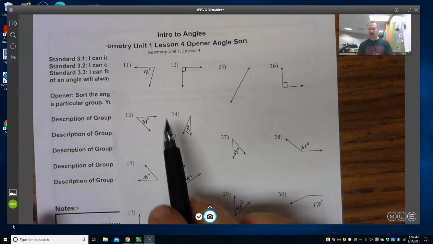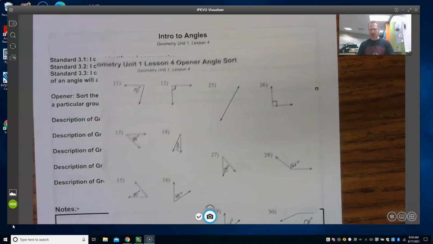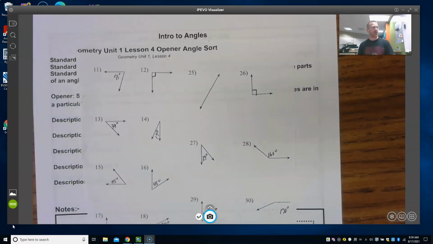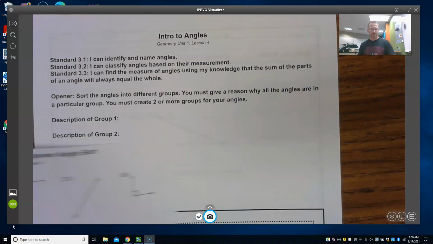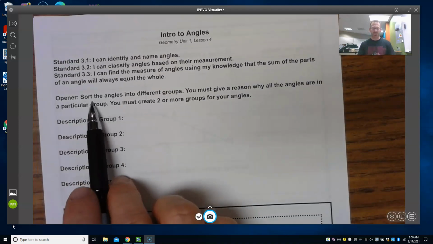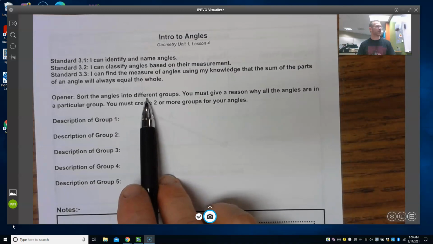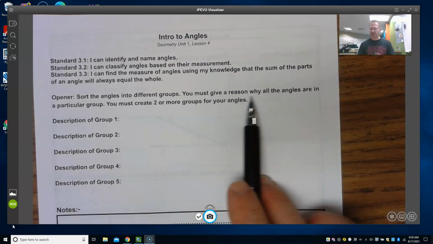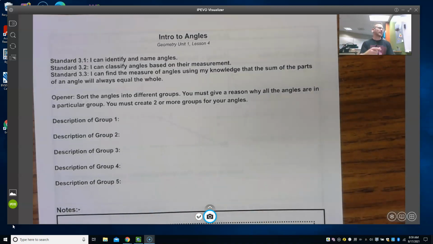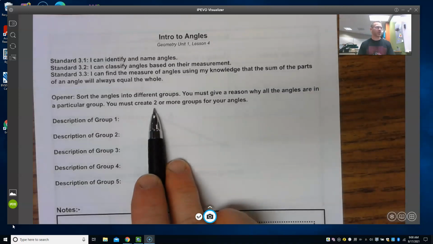You can just reference the angles. Looking at all the different types of angles here, you have 36 angles on your angle sort. What I want you to do is try to create different groups for your angles, and give a reason why you put those angles in that particular group. Now, there's not a wrong answer to this. This is just to get you thinking about what commonalities we can come up with to group things. I want you to have at least 2 different groups.